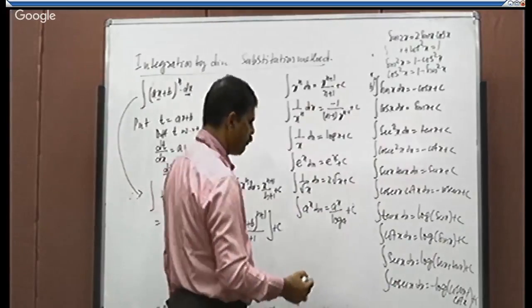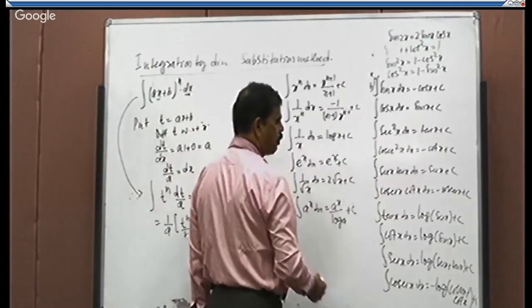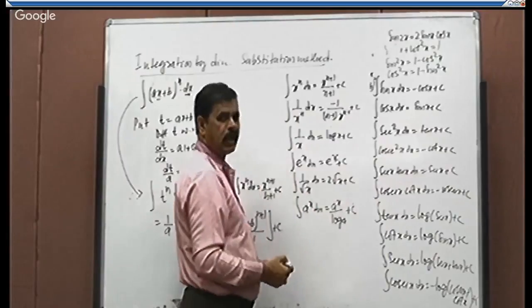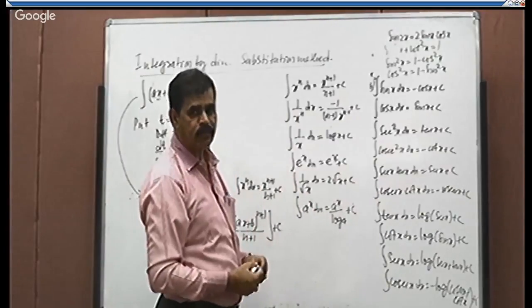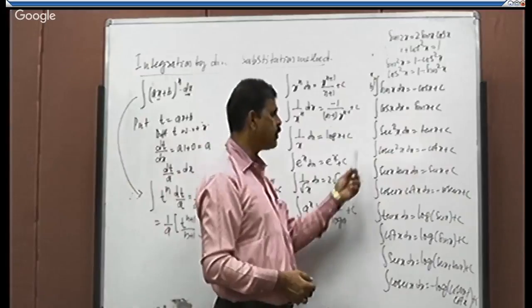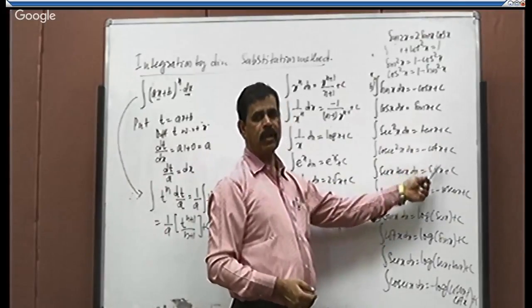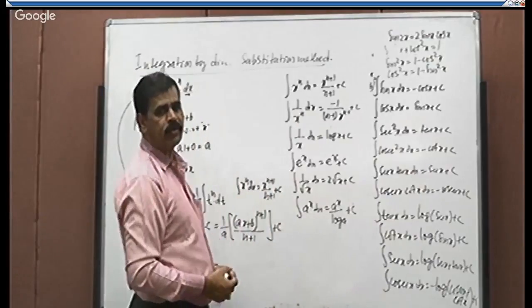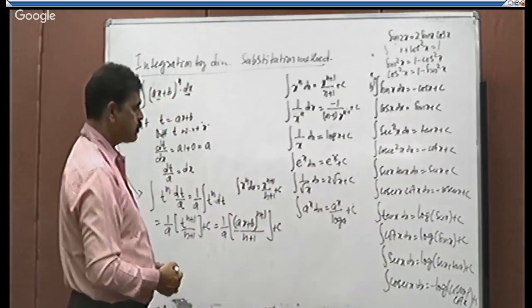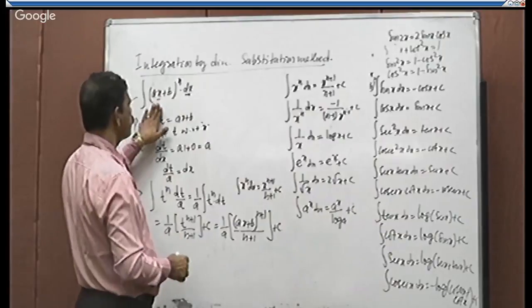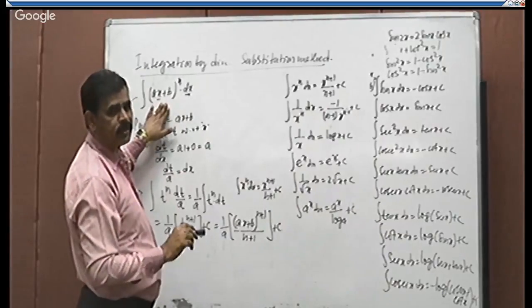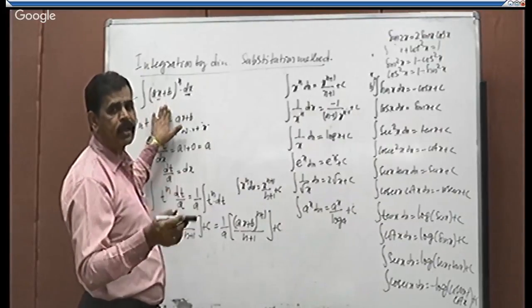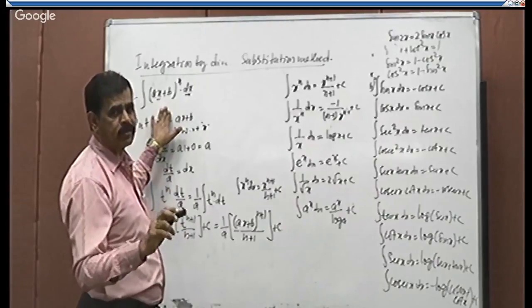Right? We need to replace x with ax plus b, but in the answer we need to write an extra 1 by a, that is 1 by the coefficient of x. So this is only for the ax plus b form. It is not applicable for other things.